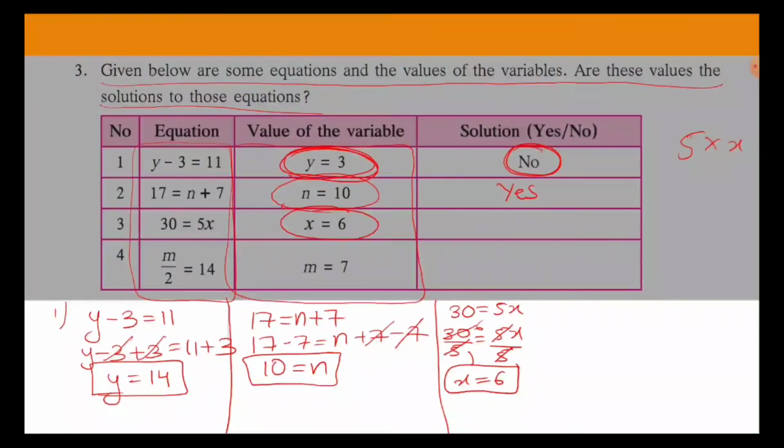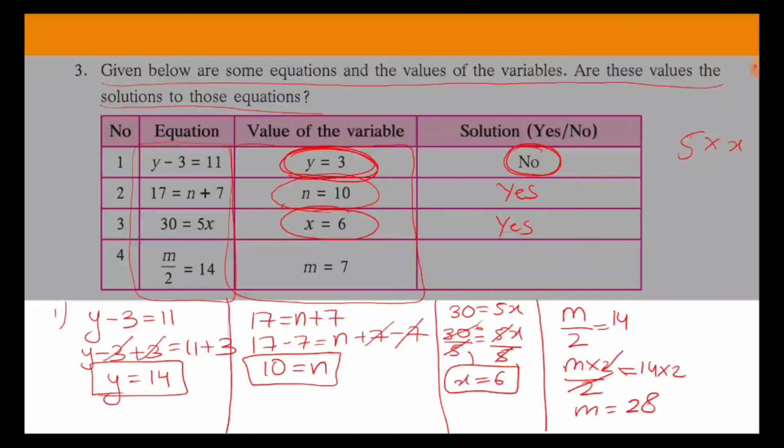Here it is given as x is equal to 6. We will be writing yes over here. Next is m upon 2 is equal to 14. Okay, so we know that it is getting divided, so we will be multiplying with 2 on both the sides. This 2 will get cancelled. M is equal to 28. So m is equal to 28 is the answer, but here it is written as m is equal to 17, which is not the right answer. So we will be writing no over here.